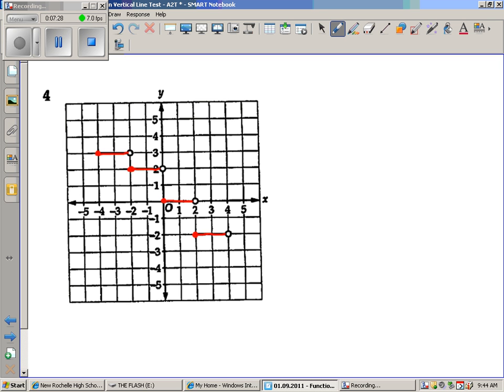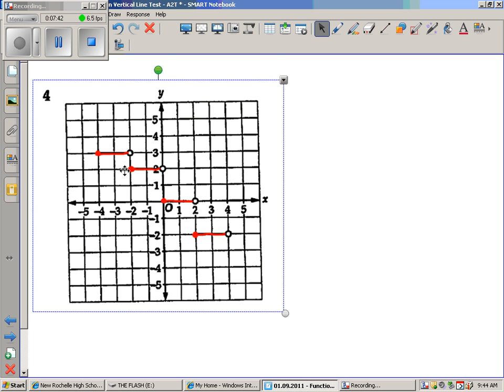So this is called a step function. Let's talk about it for a minute. Can you sweep a line through and it only hit once? Yeah, you might think it would hit twice here, but one's open and one's closed, so we're all good to go. Yes, this is a function.